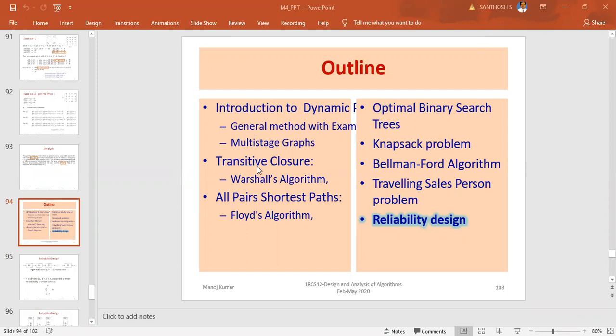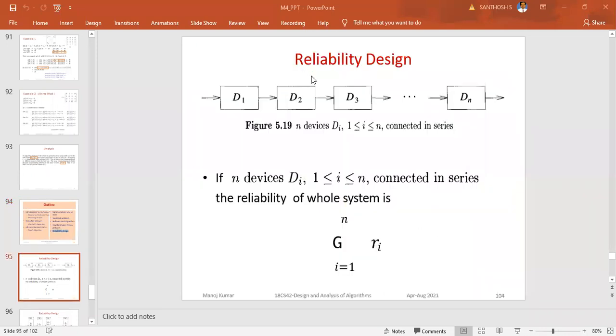Till now we have seen transitive closure, Floyd's algorithm, optimal binary search tree, knapsack, Bellman-Ford, and traveling salesman. In today's class we are going to discuss a new topic, that is reliability design. So let us come to the problem statement.